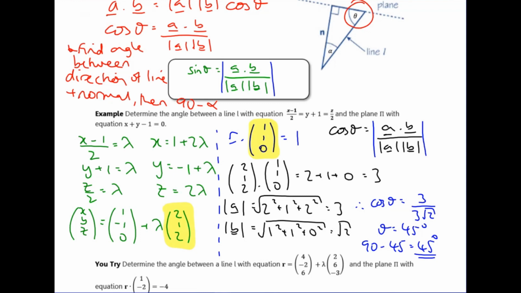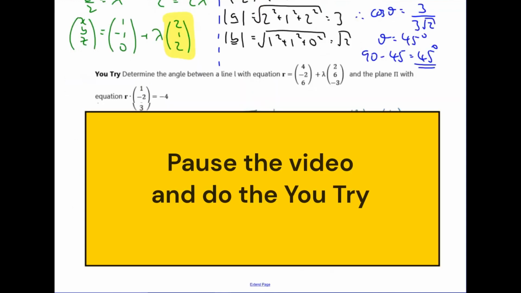Can I get you to have a go at the U try? It's a bit nicer because they've given you it in the proper form style.